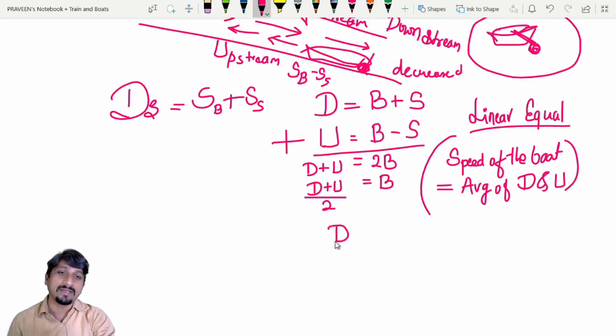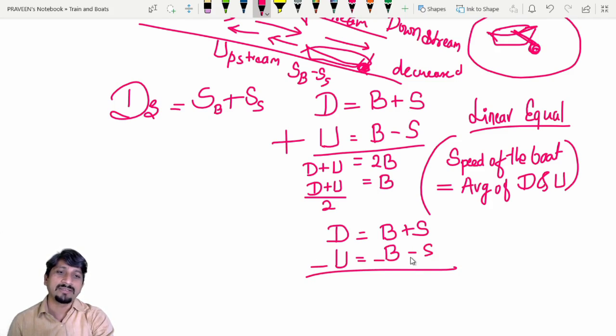Try to understand. Same thing. D is equal to B plus S. Understand this properly. You will be able to solve the questions very fast. U is equal to B minus S. Now what I'll do? I'll subtract. So this will be minus, this will be minus, this will be plus. When I subtract this whole equation, so this will be what? D minus U is equal to 2S, because B will get cancelled. So therefore S is equal to D minus U upon 2.